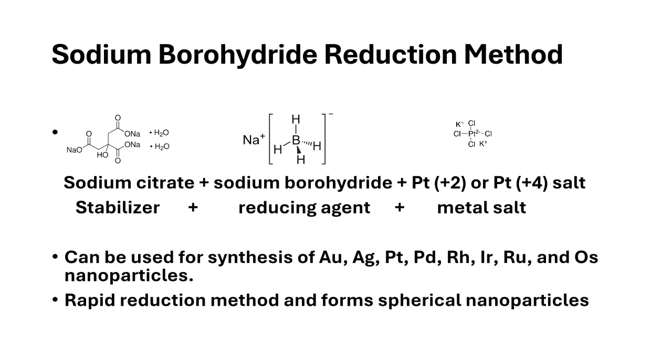Another chemical reduction method is the sodium borohydride reduction method. This method is a very fast reduction method and involves using sodium citrate as the capping agent and sodium borohydride as the reducing agent, and a 0.2 or 0.4 salt can be used. The sodium borohydride solution is kept in an ice bath, and ice-cold sodium borohydride is added to the solution containing the sodium citrate and metal salt.